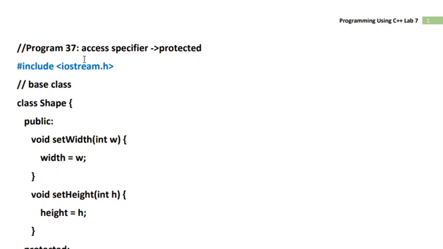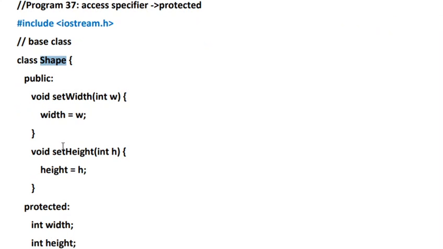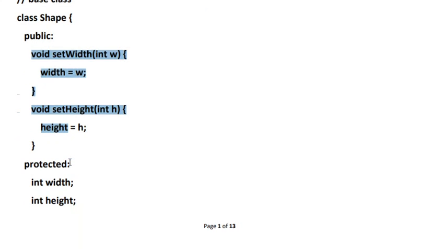So in today's class, we're going to learn about the access specifier protected. Now here in this case, I have a base class shape. And in the base class, I have a set of members. We have set width, set height, and protected members width and height, right?